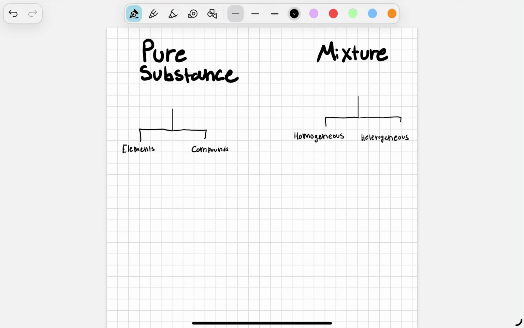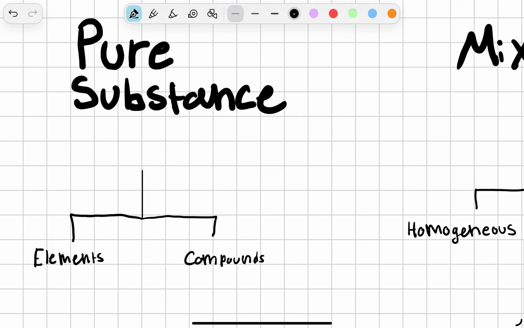If you have any confusion on the difference between pure substances and mixtures, I'll give a quick definition of both, and then I'll provide some examples on the next page. Pure substances are uniform. They are made of one substance. And they have a constant chemical composition.